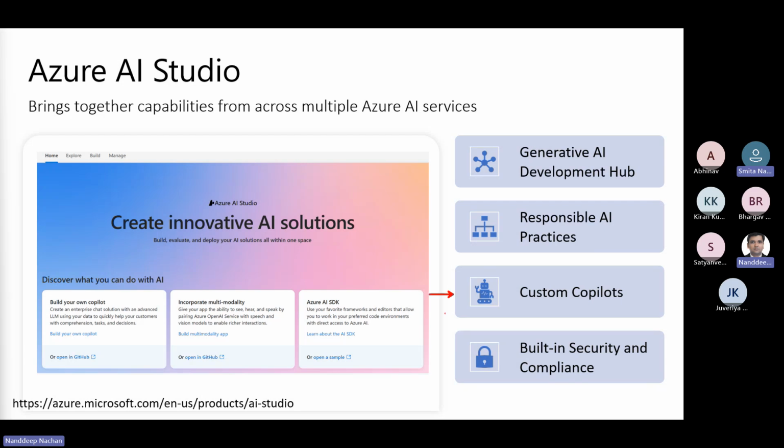The third one is custom copilots. Azure AI Studio allows you to create a custom copilot, and this copilot can assist you in various tasks such as natural language processing, recommendation systems, and many more things. So you can tailor them to your specific needs and integrate them seamlessly into your application. The fourth key feature is built-in security and compliance. Microsoft invests heavily in cybersecurity, allocating USD 20 billion to enhance security and compliance. With that, now let's go ahead with the demo.